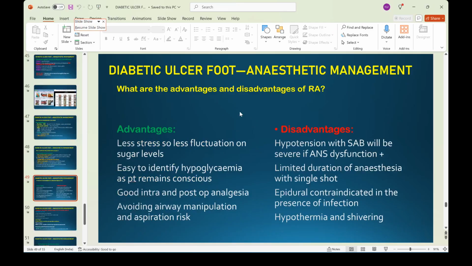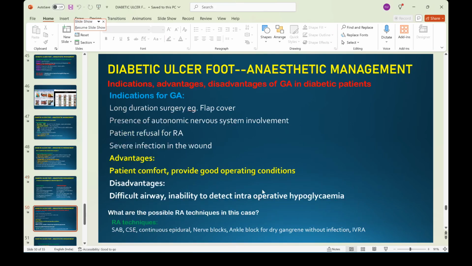And the advantage of regional is less stress, less fluctuation of sugar levels, easy to identify hypoglycemia. You can give good intra and post-op analgesia by adding additives, avoiding airway manipulation and aspiration risk. Disadvantage will be hypotension will be severe if there is an autonomic dysfunction, limited duration of anesthesia with a single shot, but epidural is contraindicated because of infection, and hypothermia and shivering is another disadvantage.